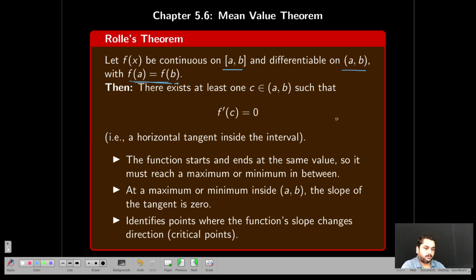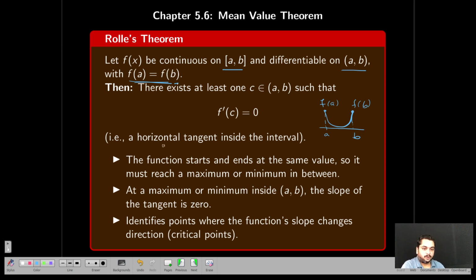This is the condition. What they are saying, the curve is like this. Let's say these 2 points. So this is my a on x-axis. This is my b. This curve is continuous in closed interval and differentiable on open interval. So let's say this is my f of a, function value at a, and this is f of b, and both are equal at this point.